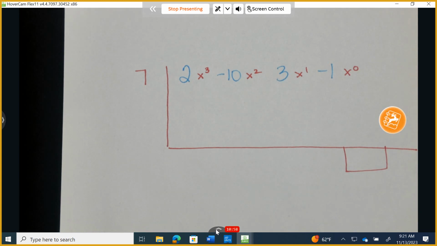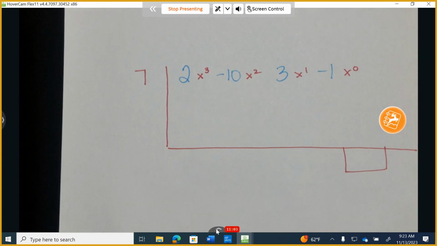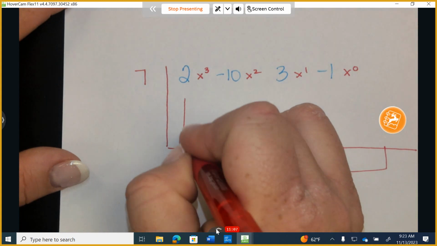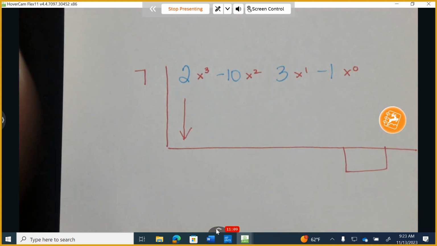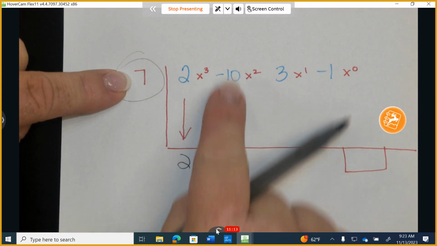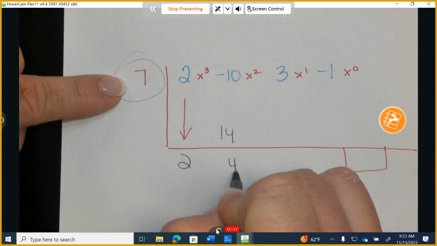So I'm going to put this on pause. So how are we doing this? We're going to do that DMAMA. The DMAMA concept only applies with synthetic division. So D stands for drop down. So I've dropped down the first number, and then I'm just going to multiply everything back to here and combine down in columns. So I multiply to get 14. I combine down to get 4.